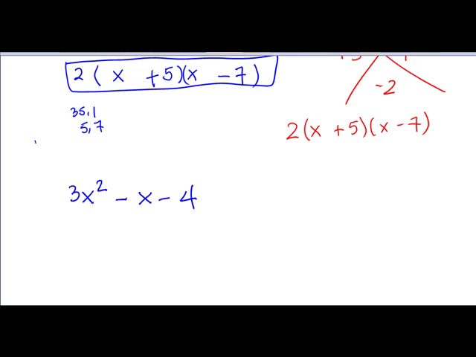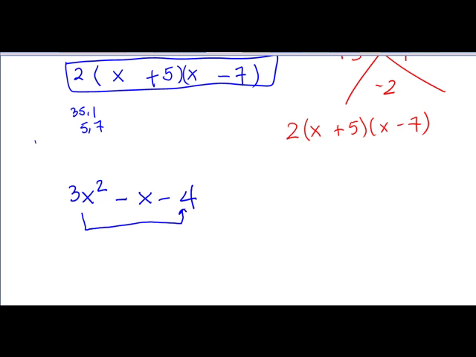Now, the diamond method only works when the number in the front here, the leading coefficient, is 1. Since the leading coefficient here is not 1, we're going to have to do some extra work. And it's easy. What you do, you borrow it.